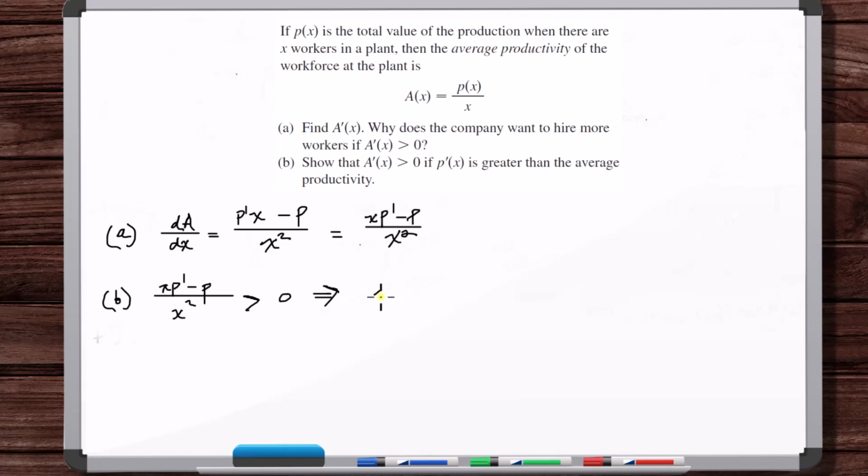So this means that X(P' - P) is greater than 0. So X P' is greater than P. So P' is greater than P over X, and X can't be negative, so we don't have to worry about having to flip the inequality when dividing both sides by X. And there you go. That's the average productivity, P over X. If A'(X) is greater than 0, then P'(X) is greater than the average productivity.